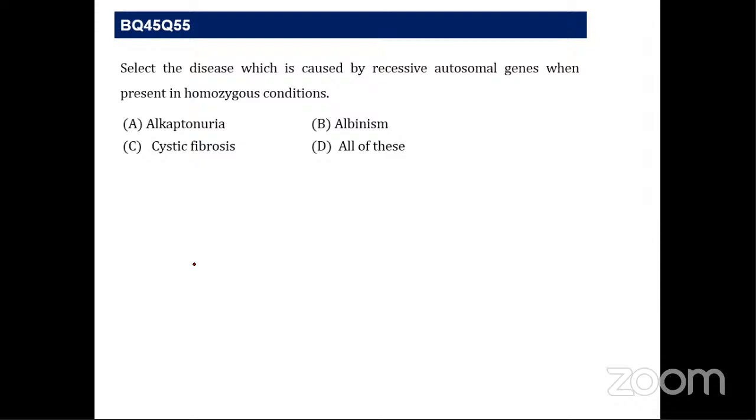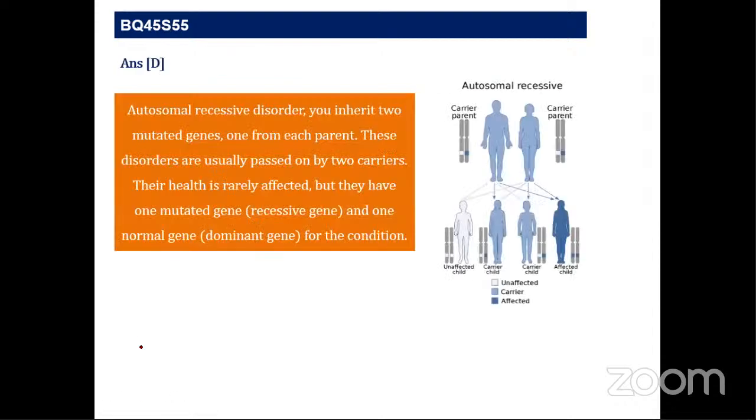It is asking about the autosomal recessive disorder. All of the given options fall into the category of autosomal recessive disorder, right? What is autosomal recessive disorder? In an autosomal recessive disorder, you inherit two mutated genes, one from each parent. For a recessive disorder to be expressed, two mutated genes are required. These disorders are usually passed on by two carriers.